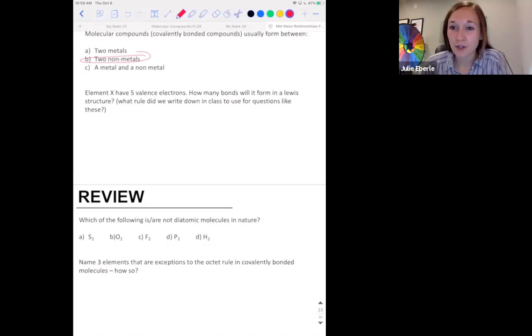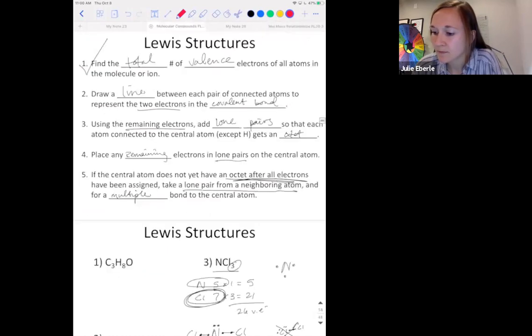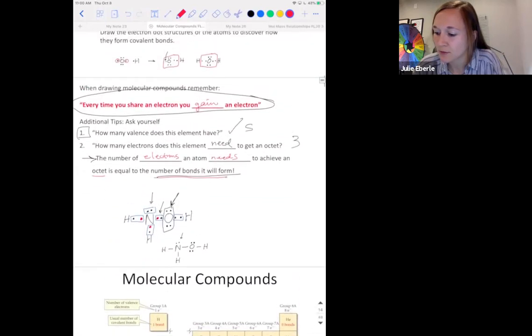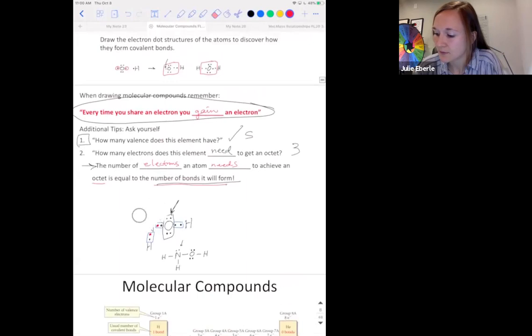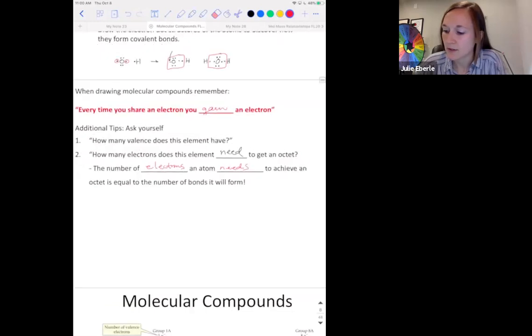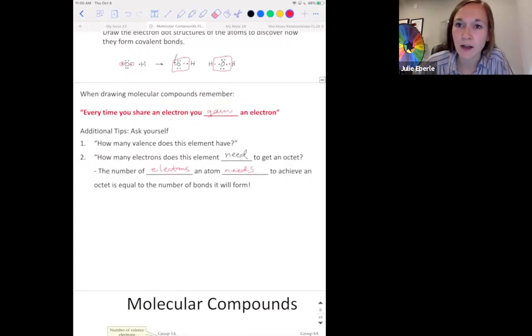I've been getting lots of questions. I had Zooms yesterday with multiple students about Lewis structures. So how do we determine how many bonds an element will form? I'm going to flip over to this, our chapter 4 lecture. Let's go to this slide right here, the slide where we talked about this. So I said, when drawing molecular compounds and figuring out how many bonds something will form, here are some good questions to ask yourself.